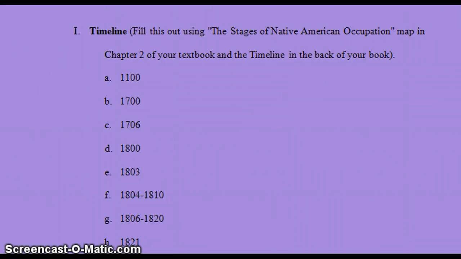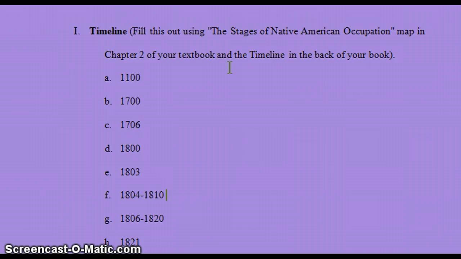Each chapter, I'm going to guide you through what I hope you get out of the chapters, and I'm going to do this through outlines. So the first outline you have is for your first few chapters, chapters 1 and 2 of the book. What I would like you to do first is to fill out the timeline I've attached below.